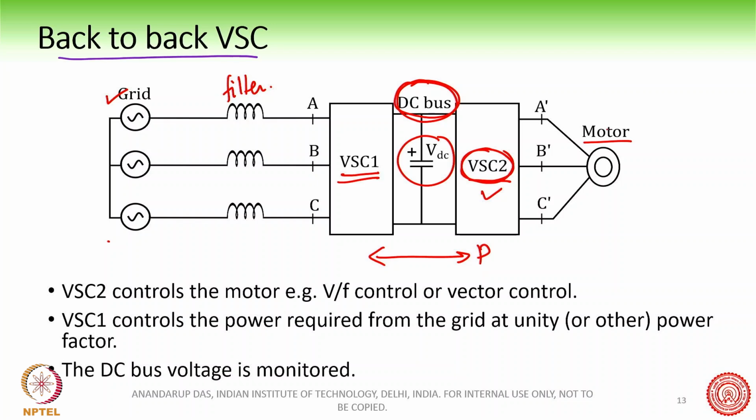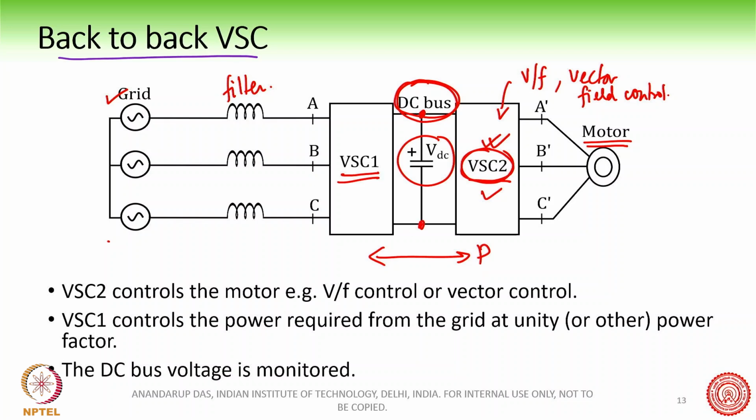Okay, so basically it only controls the motor, and we know what the different control techniques for the motor are. For example, V by F is one technique by which VSC2 can be controlled to control the speed of the motor. Then we have vector control or the field oriented control, in which we control the torque and flux of the motor. So we can have these types of control working in VSC2. VSC2 just looks into the motor control, assuming that this DC bus here is fixed and constant.